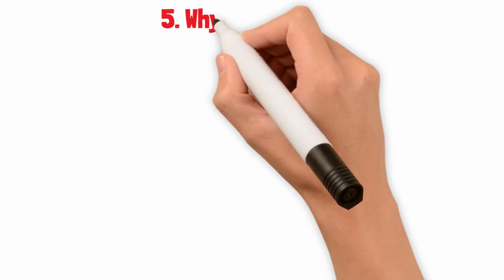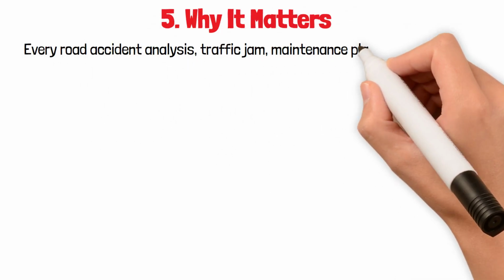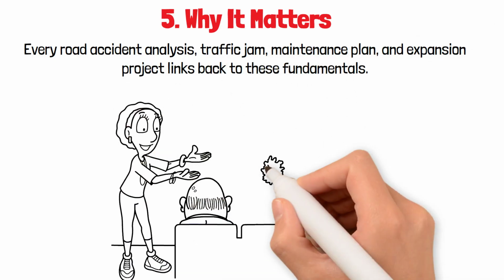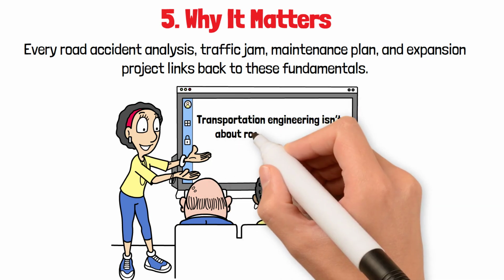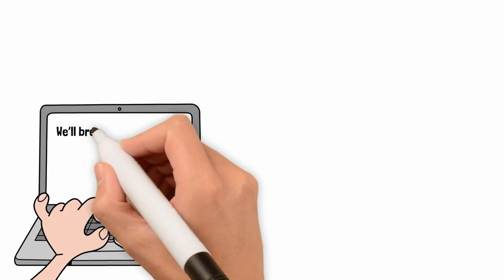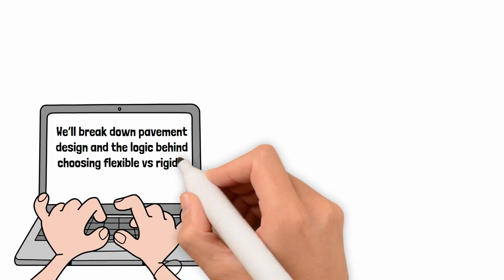5. Why it matters. Every road accident analysis, traffic jam, maintenance plan, and expansion project links back to these fundamentals. Understanding this subject makes you realize transportation engineering isn't about roads, it's about human safety. Next, we'll break down pavement design and the logic behind choosing flexible versus rigid in real projects.